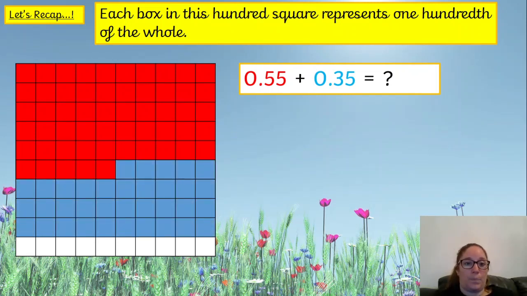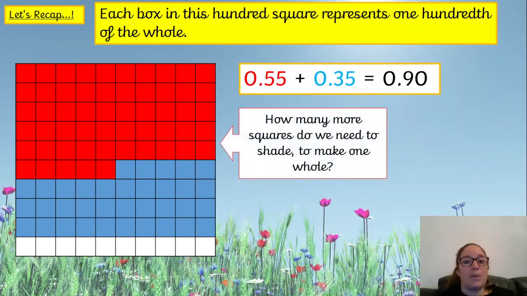Okay, so we know that our total now is 90 because we've got 10 left at the bottom, but it's not 90 because it's not a whole number. So it's 0.90 or 0.9. You don't need that 0.